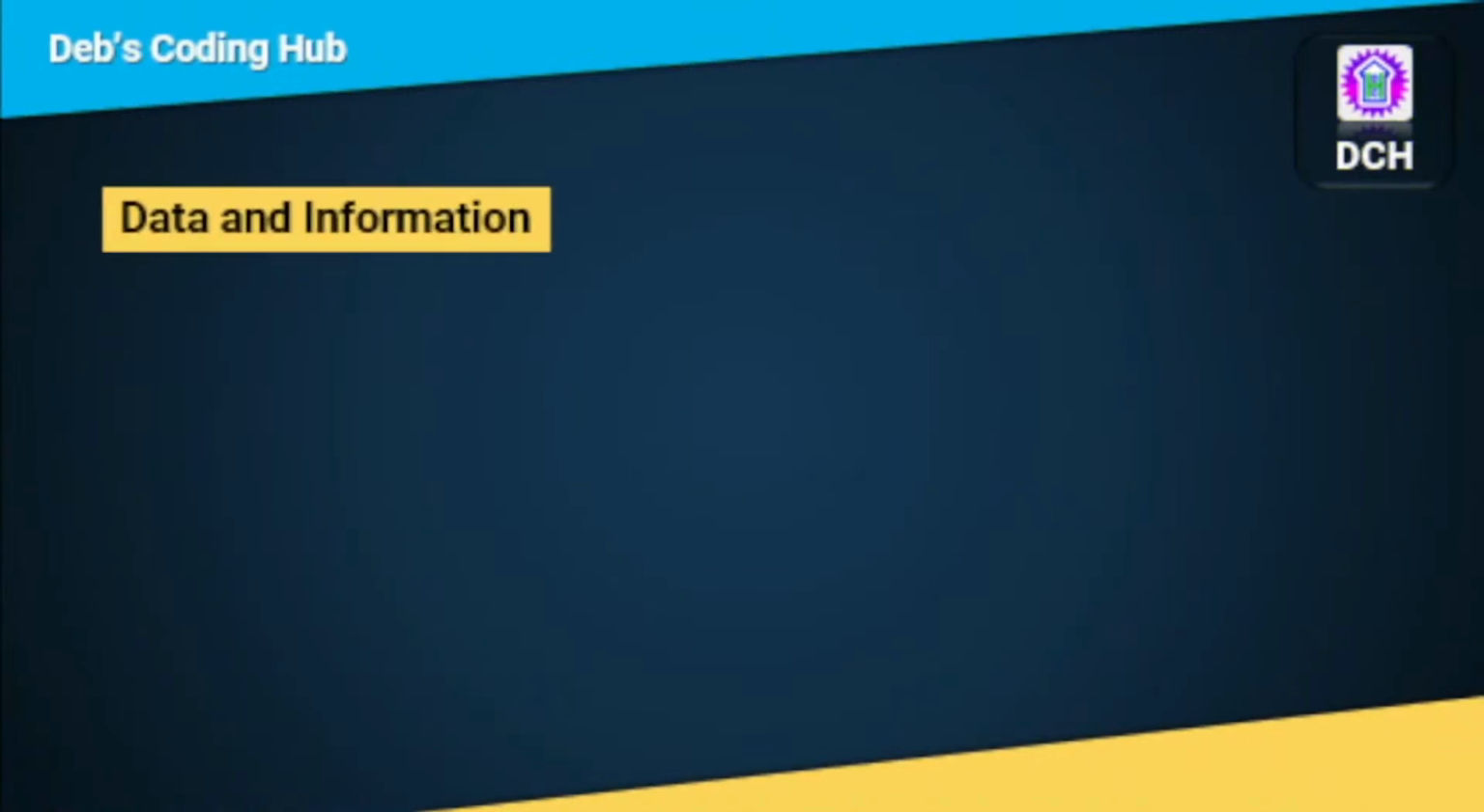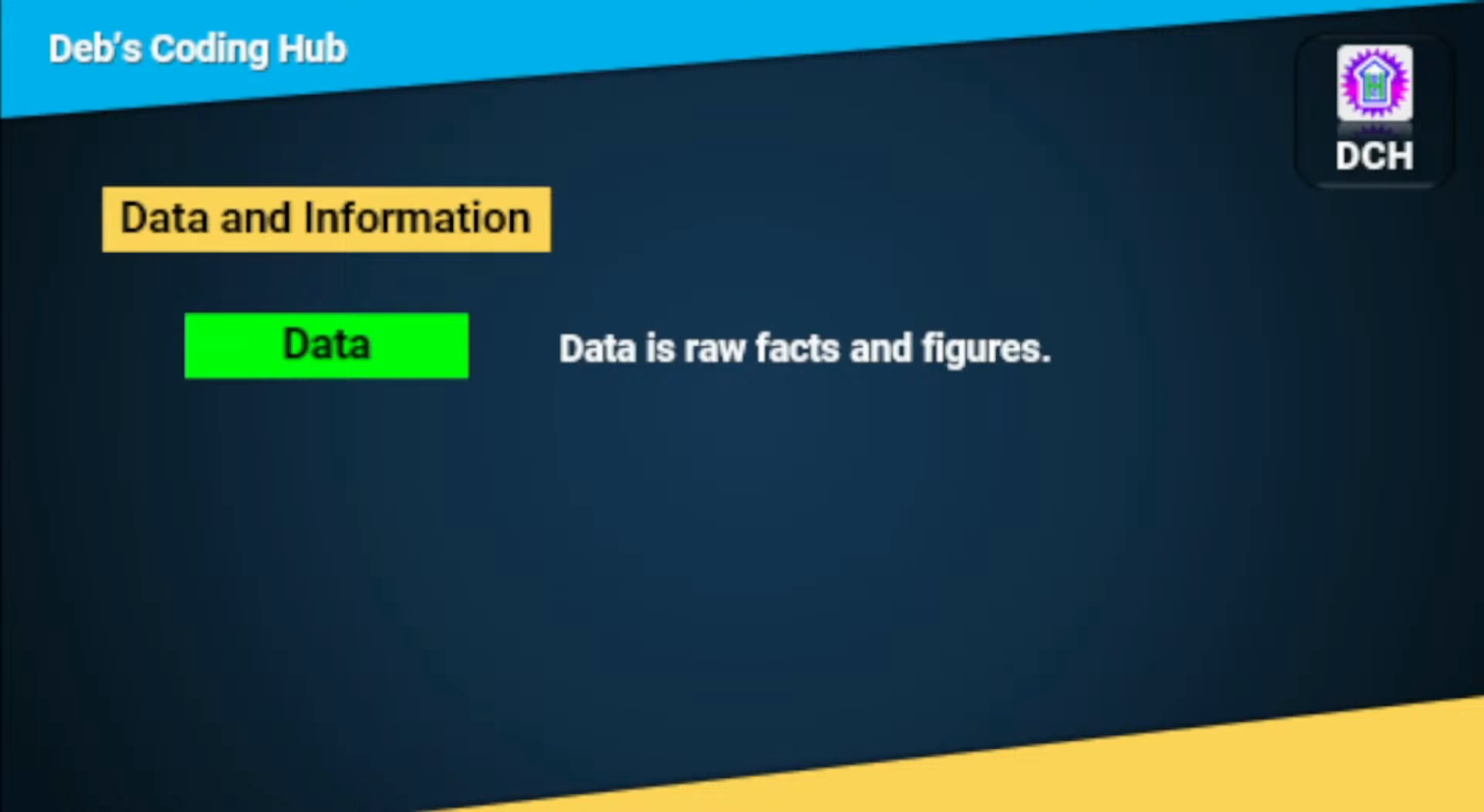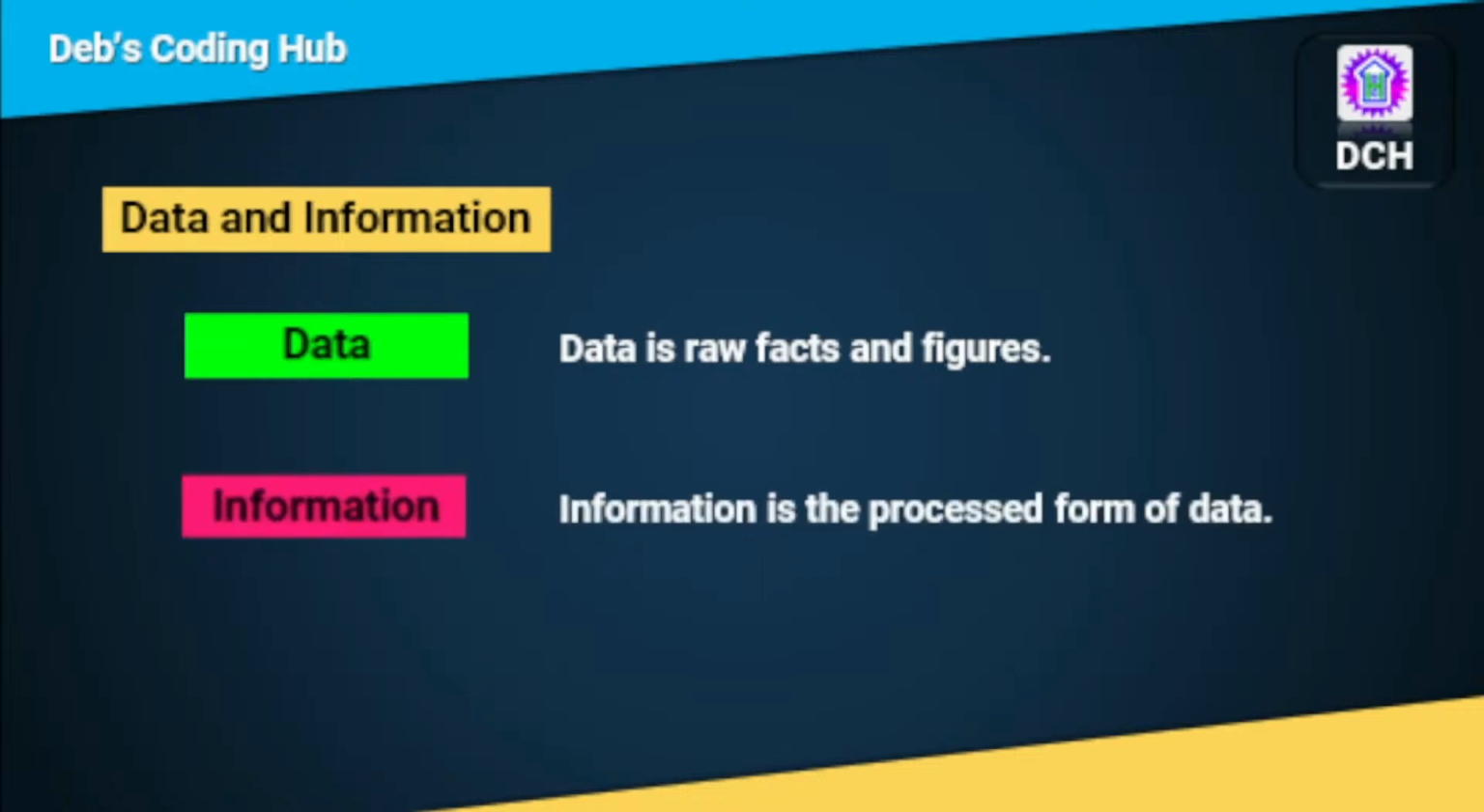Let us start with data and information. What is data? Data is nothing but raw facts and figures, whereas information is the processed form of data. So these are the simplest definitions of data and information. Let us take one example of data. Suppose name Rocky and age is 8.